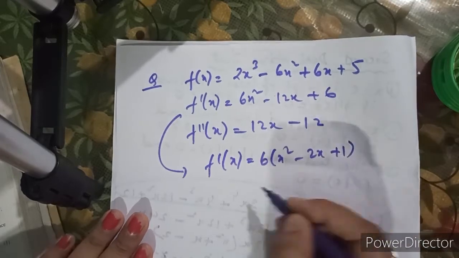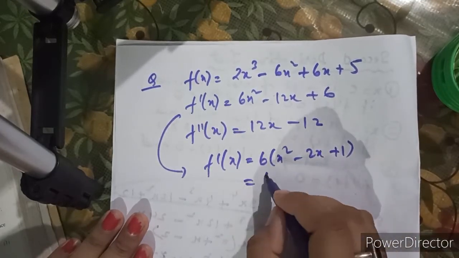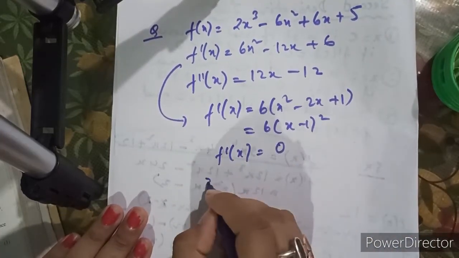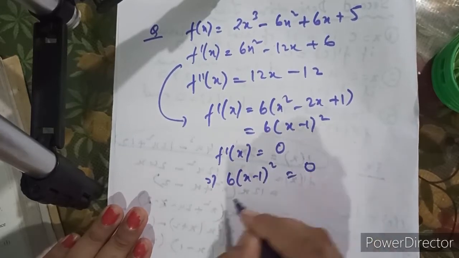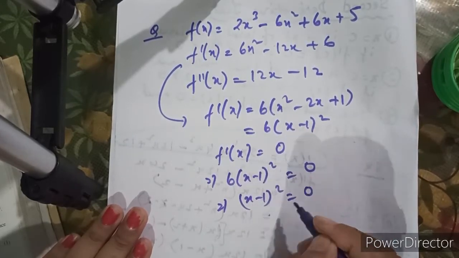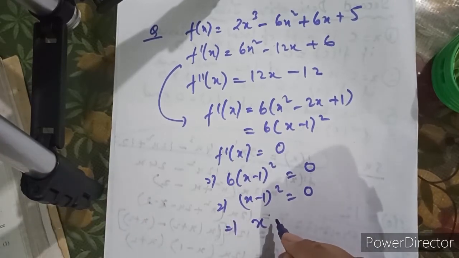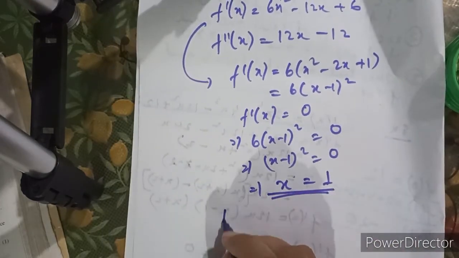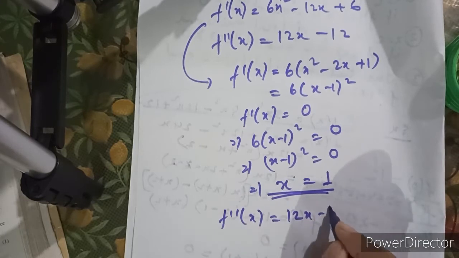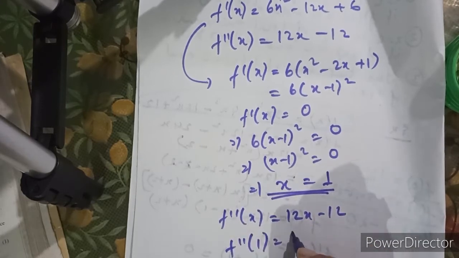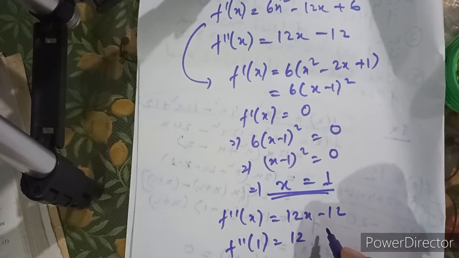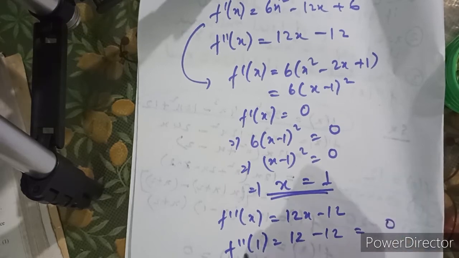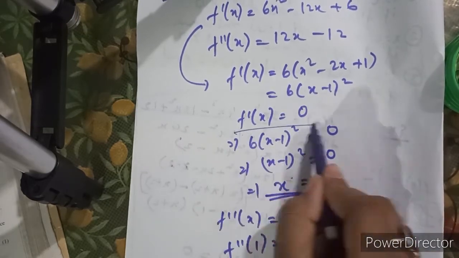If I take the common factor, it is a square minus twice ab plus b square, that means 6 times x minus 1 whole square. Comparing with 0, x minus 1 whole square equals 0, that means x value you are getting is 1. So there is only one critical point, and your f double dash was 12x minus 12. If you put the value 1 here, 12 minus 12, what are you getting? 0.